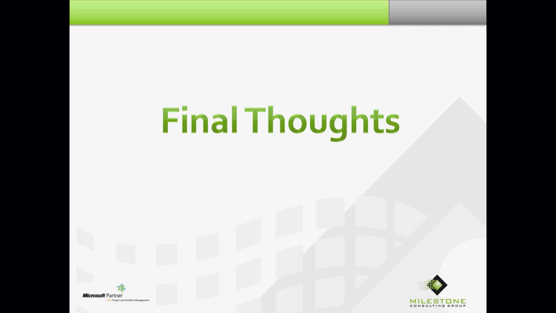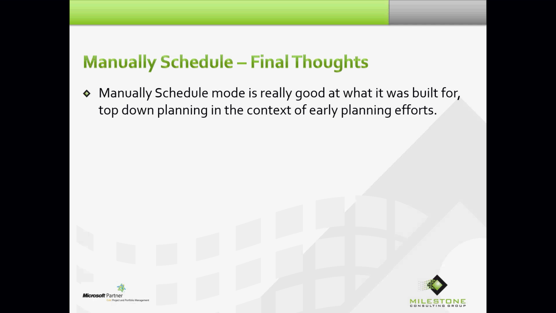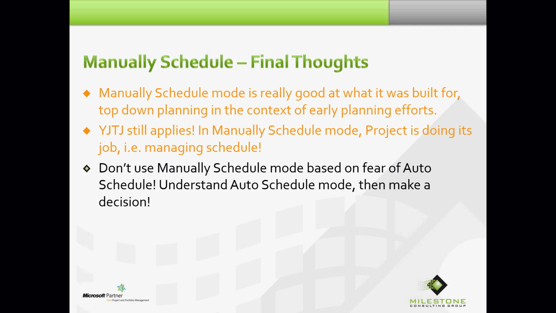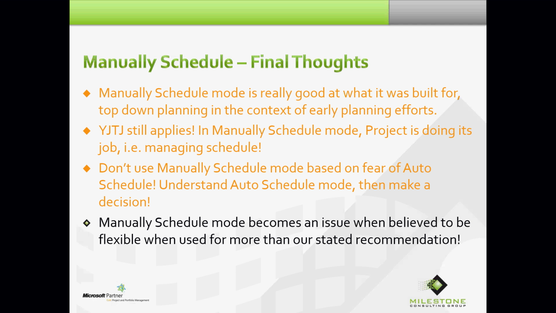So my final thoughts. Manually scheduled mode is really good at what it was built for: top-down planning in the context of early planning efforts. YJTJ still applies. In manually scheduled mode, Project is doing its job, and that is managing schedule. Please don't use manually scheduled mode based on fear of auto schedule. Understand auto schedule mode, then make a decision.